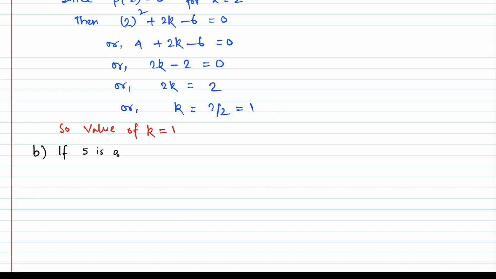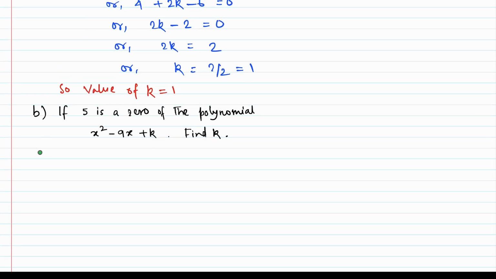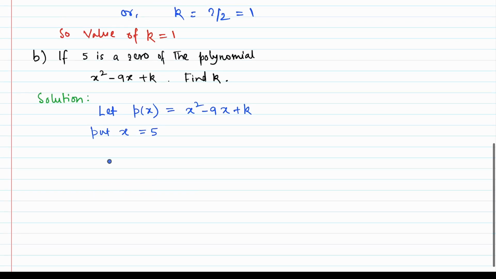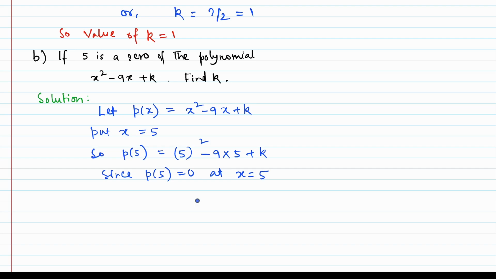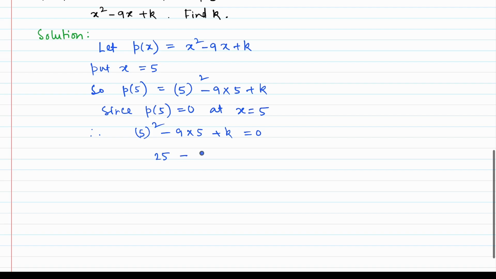Now number B, if 5 is a zero of the polynomial x square minus 9x plus k, find k. So here also if we solve it, let px equal to x square minus 9x plus k, putting the value of x as 5. So p5 is equal to 5 square minus 9 into 5 plus k. Now since p5 is equal to 0 at x equal to 5, we are solving this equation, and we will get 25 minus 45 plus k, is minus 20 plus k, and k is equal to 20.